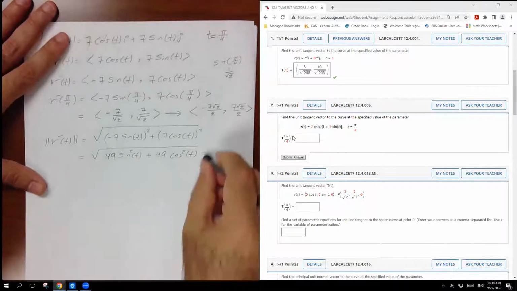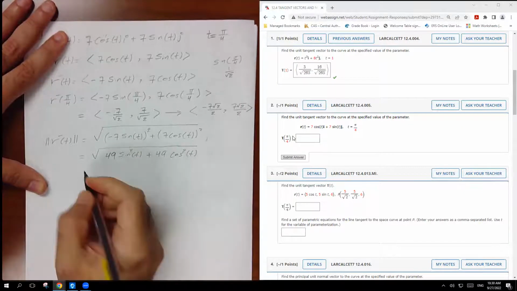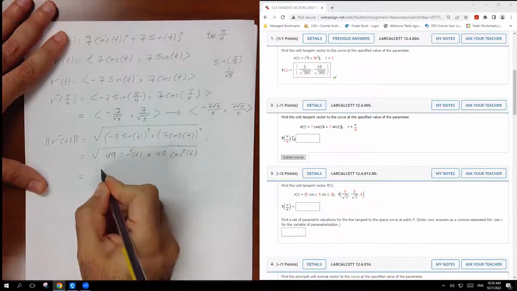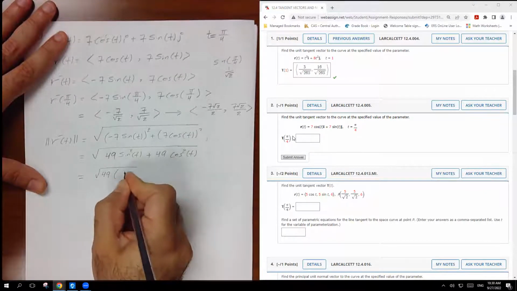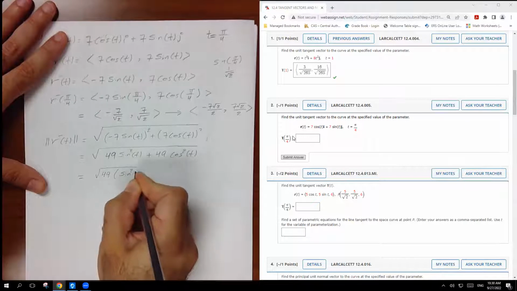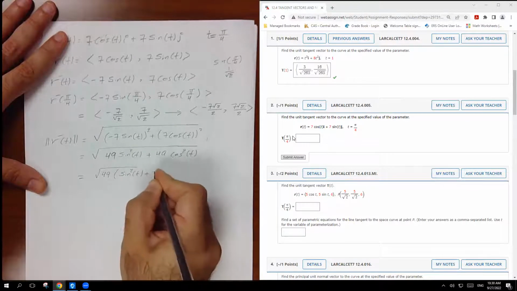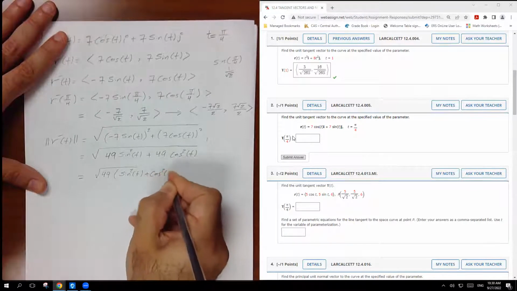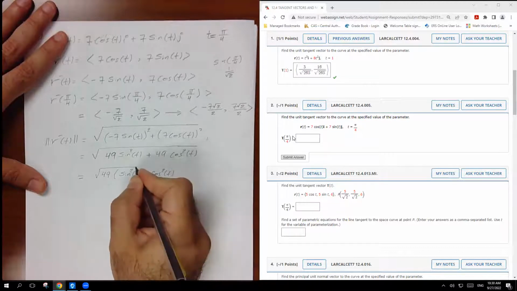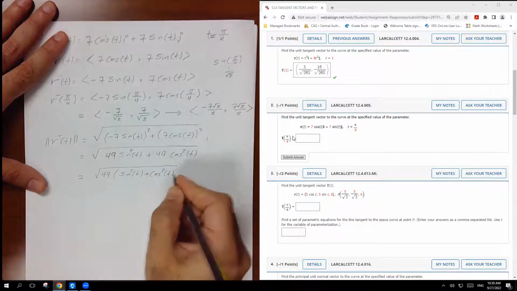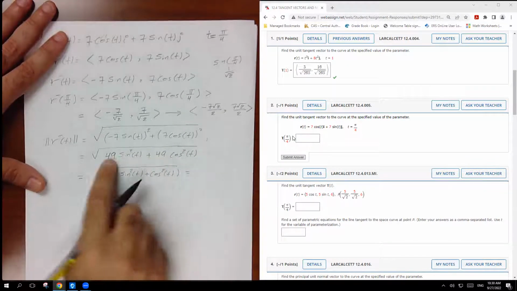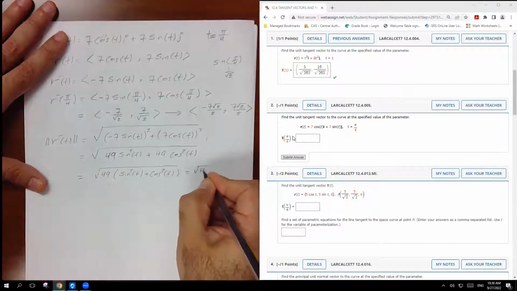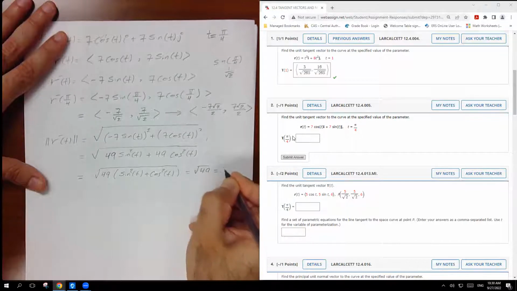Let's do another step. So it's going to be the square root of 49. And here is sine squared t plus cosine squared t, which is everything here equal to 1. That means it's going to be the square root of 49, which is equal to 7.